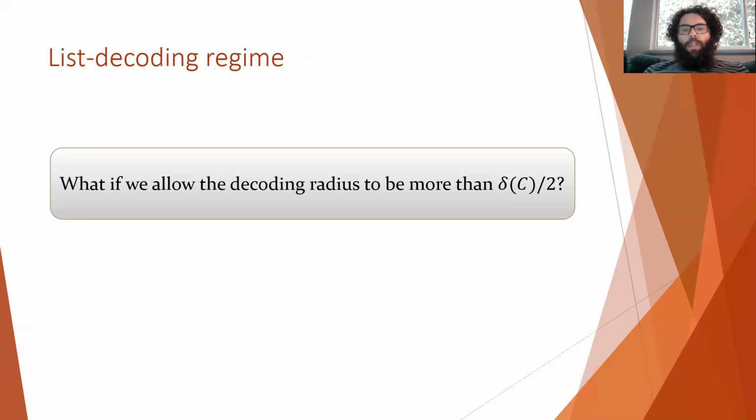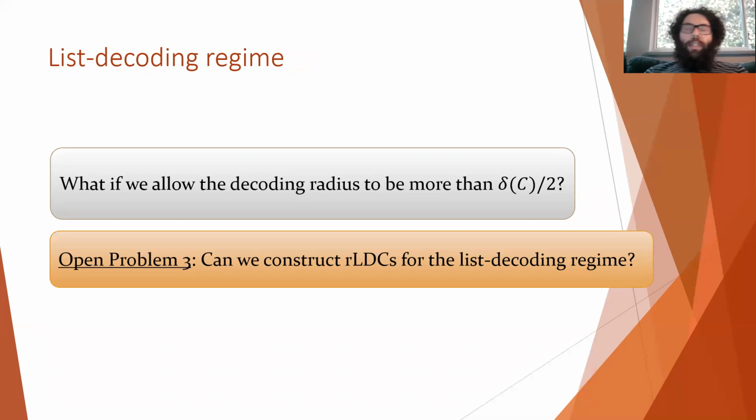It would be also nice to think about the list decoding regime. So implicitly, I didn't say it, but the assumption is that the given input word is close to some unique code word. Namely, if the distance of the code is delta, then the input W is at most delta over 2 close to some code word. So we're in this unique decoding regime. There is unique code word that's close to our input W.